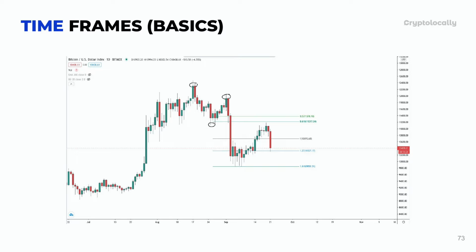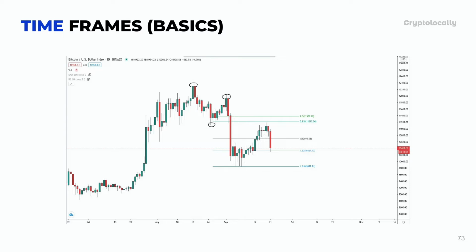I can easily change it to 4 hours. It means each candle takes about 4 hours to form. You can see the time here. So for this particular candle that is forming, it remains 3 hours 57 minutes for it to complete the formation.